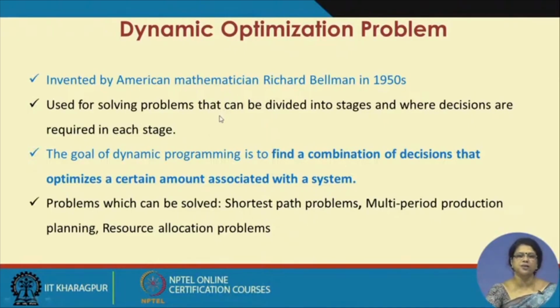Now, if you ask what the applications of dynamic programming are, there are different applications: shortest path problem, knapsack problem, resource allocation problem, multi-period production planning problem, multi-period inventory planning problem, scheduling problem. These are all examples of dynamic programming problems.